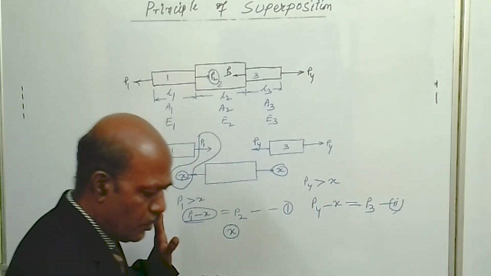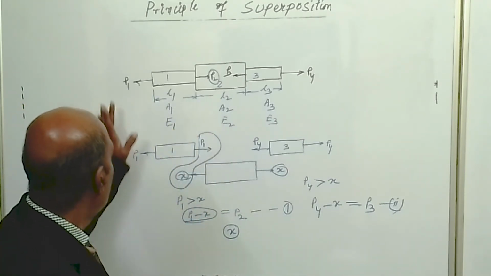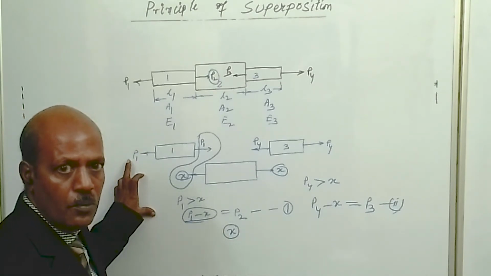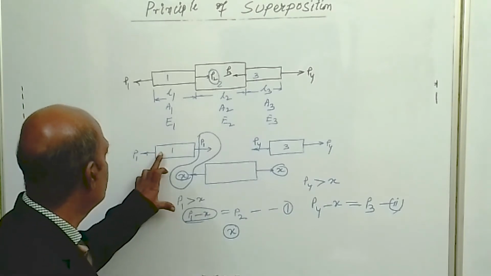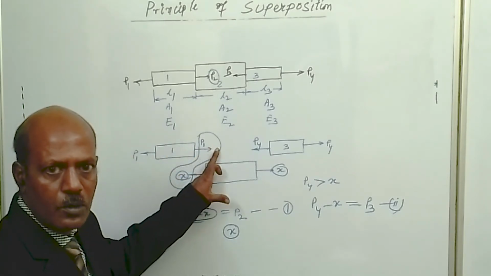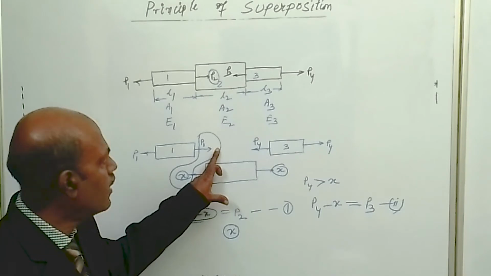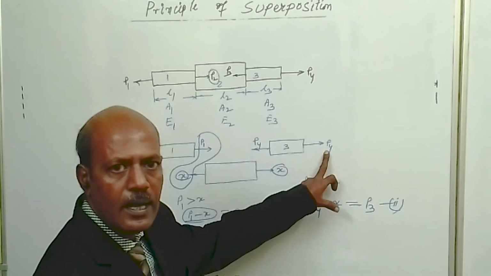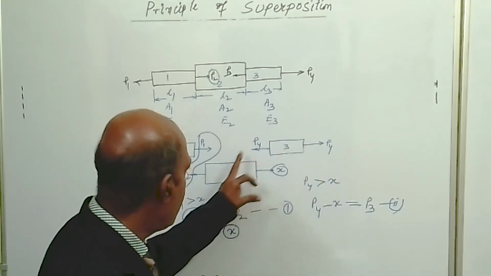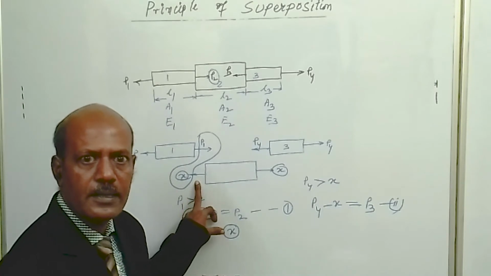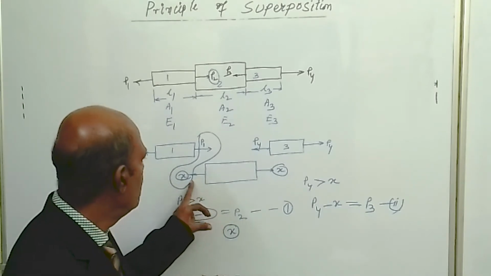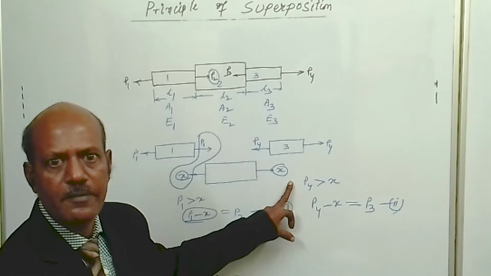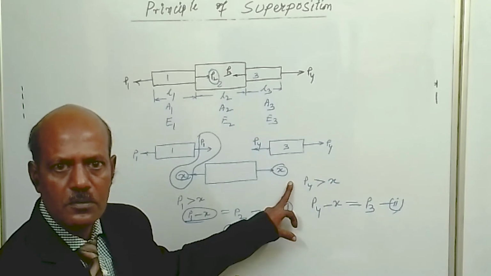Okay. So by this way, we will solve what is the load acting over each segment. In the first segment, P1 is the load acting and the nature of the load is tensile. In the third segment, the nature of the load is tensile and the magnitude of the load is P4. And in the second segment, the load acting is x, and the nature of the load is tensile.